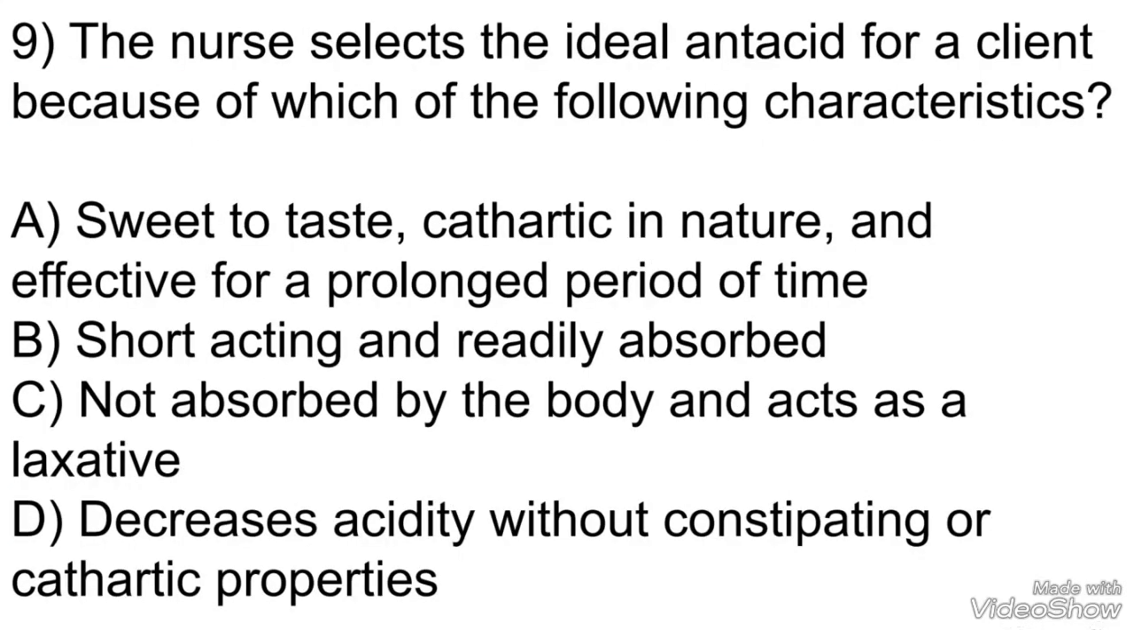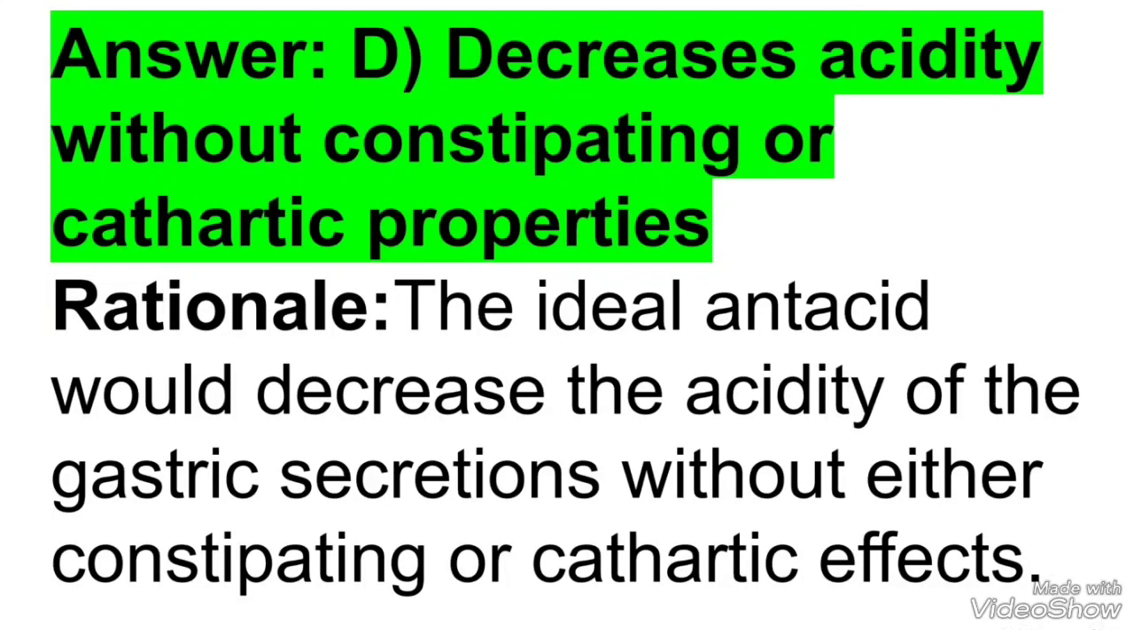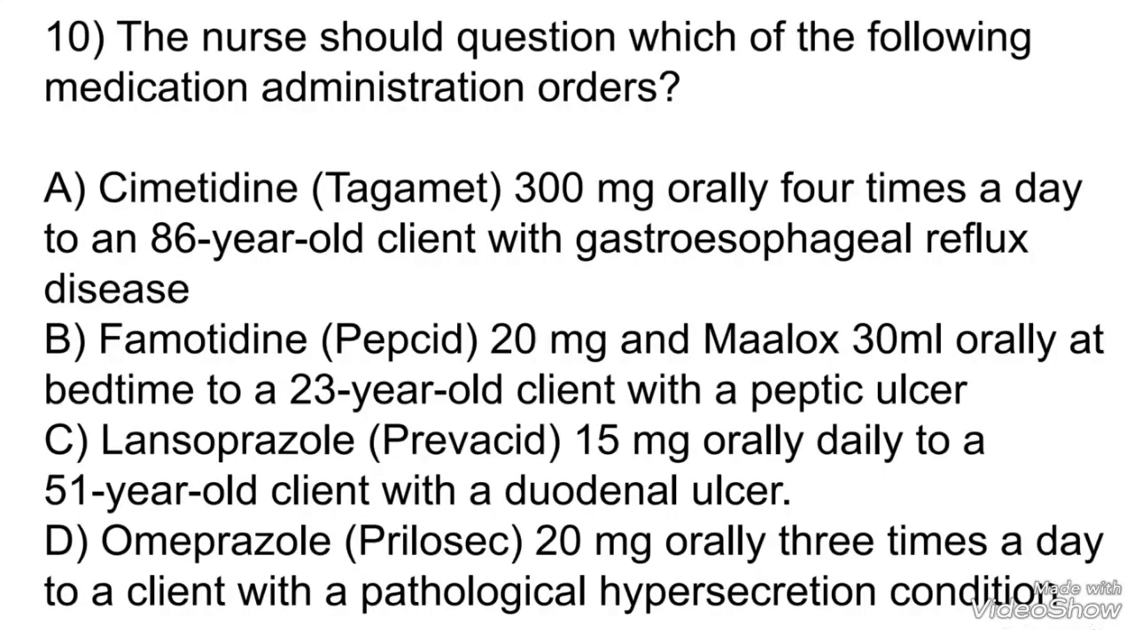9. The nurse selects the ideal antacid for a client because of which of the following characteristics? A. Sweet to taste, cathartic in nature, and effective for a prolonged period of time. B. Short-acting and readily absorbed. C. Not absorbed by the body and acts as a laxative. D. Decreases acidity without constipating or cathartic properties. Answer: D. Rationale: The ideal antacid would decrease the acidity of the gastric secretions without either constipating or cathartic effects.